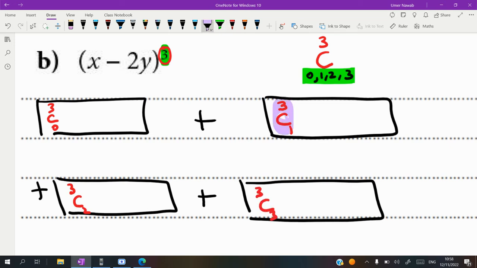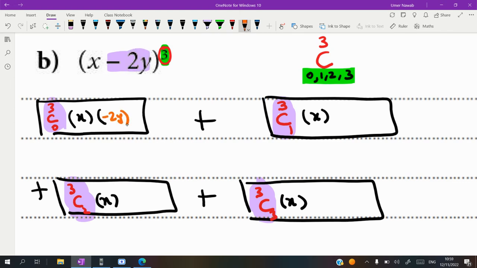And what are these called? They are called binomial coefficients. And they can be also found out by using Pascal triangle, which I did not discuss with you in this video. Next I need to write x, x, x, x. The next is, don't forget guys, minus, now it is included. So minus 2y. It's minus 2y, minus 2y, minus 2y, and minus 2y.